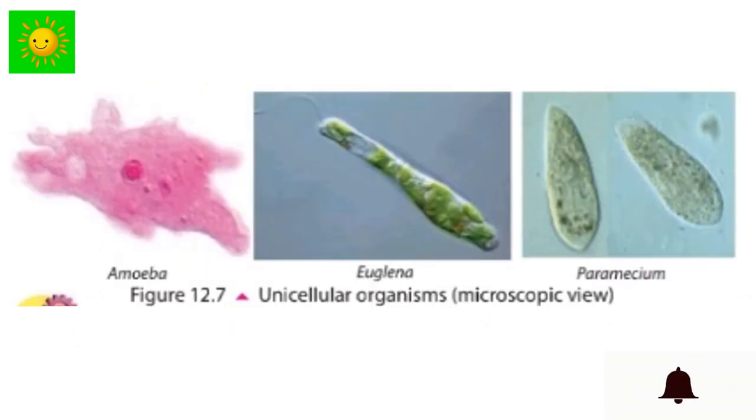Some of the organisms are represented by a single cell. Therefore, they show simple organization. Some of the unicellular organisms I have given you in this figure. First one, amoeba, euglena and paramecia under the microscope.